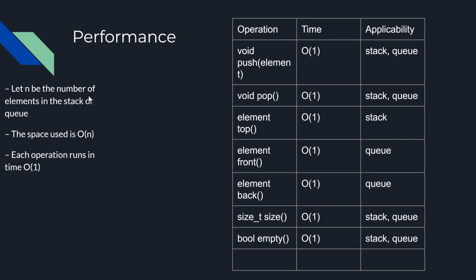Performance. Let n be the number of elements in the stack or queue. The space used is O(n). Each operation runs in time O(1). Void push(element T), O(1), stack and queue. Void pop, O(1), stack and queue. Element top, O(1), stack. Element front, O(1), queue. Element back, O(1), queue. Size, an integer, is the size function, O(1), stack and queue. Bool empty, O(1), stack and queue.